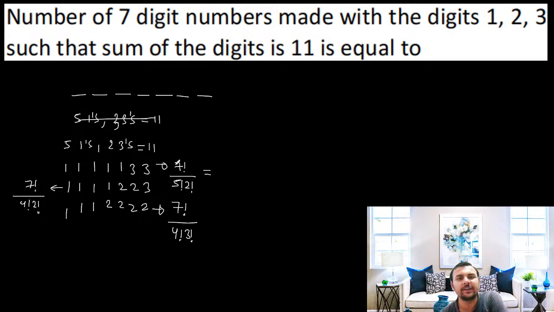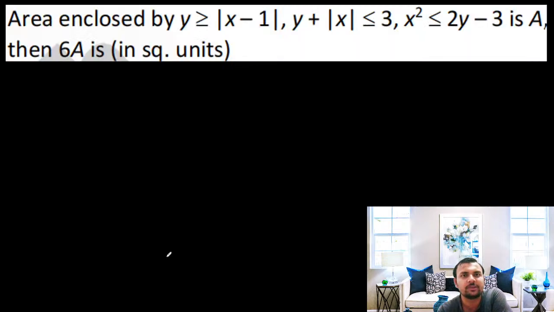So let's calculate. 7 times 6 is 42. 42 by 2 is 21. 7 6 5 by 3 factorial is 105. So the total number is 105 plus 42 plus 21, which is 168, the total number of such possibilities.